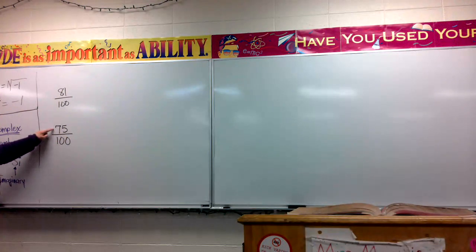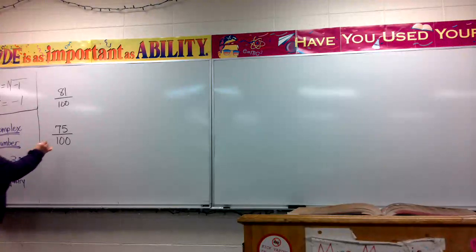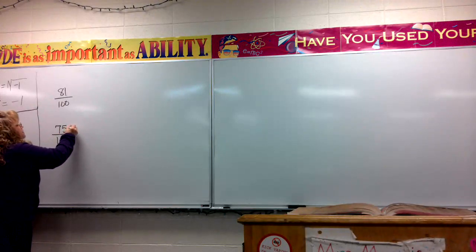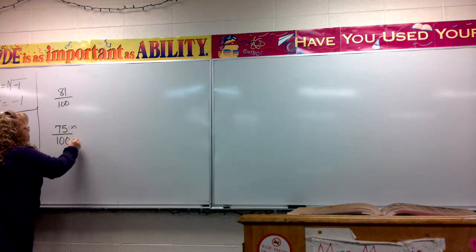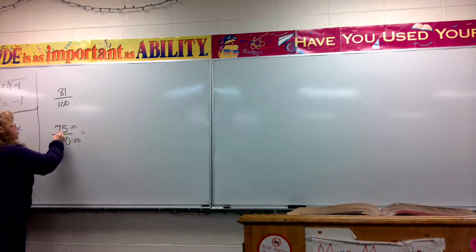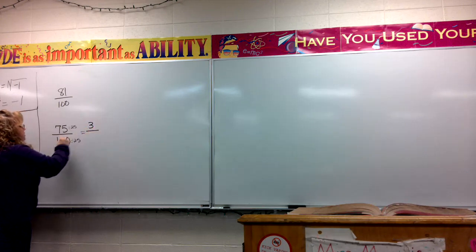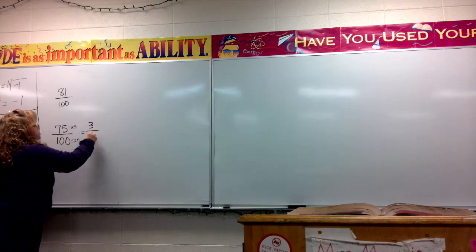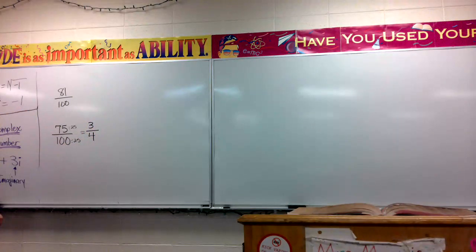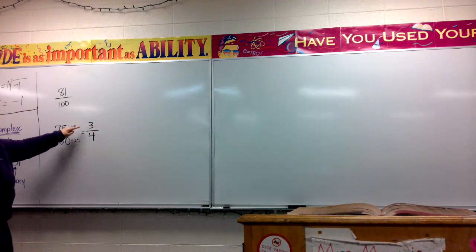Well, first of all, you can reduce 75 out of 100, can't you? You can divide them both by 25. 75 divided by 25 is, and 100 divided by 25 is. So what does that mean? The top number is how many you got right. The bottom number is out of what's possible. So what does that mean?